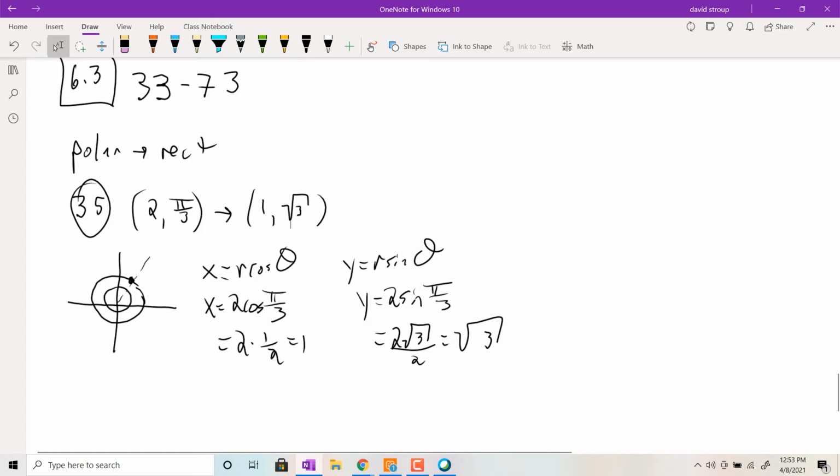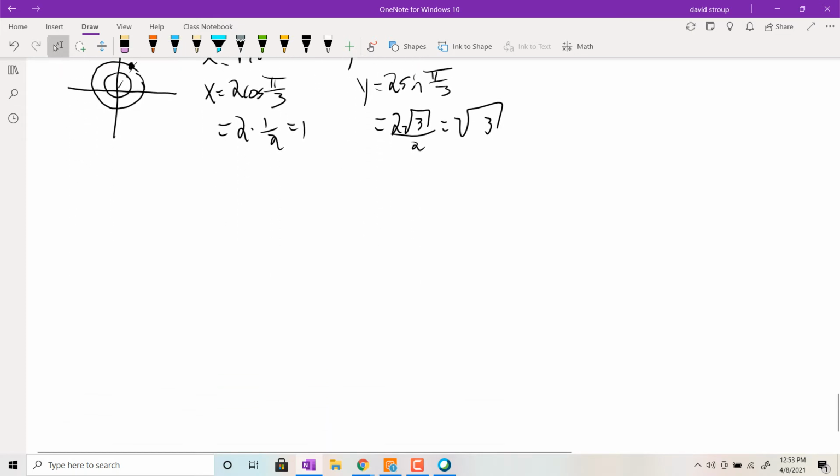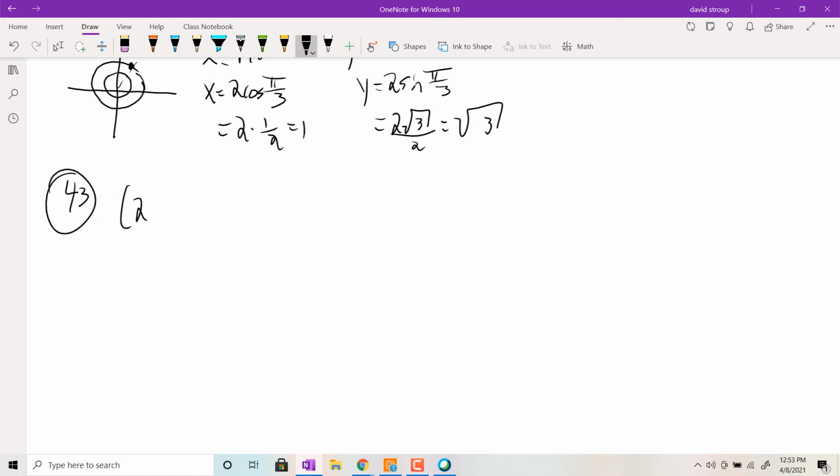Okay, so simple enough. Let's go in the other direction then, and now we have to use the tan formula and the Pythagorean formula. This is problem 43. I start in rectangular, so 2 comma negative 2 root 3. And I want to go to polar. And when you do polar, remember it's r comma theta, and the theta value has to be in between 0 and 2 pi.